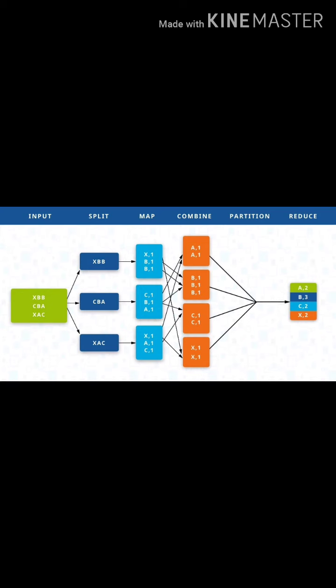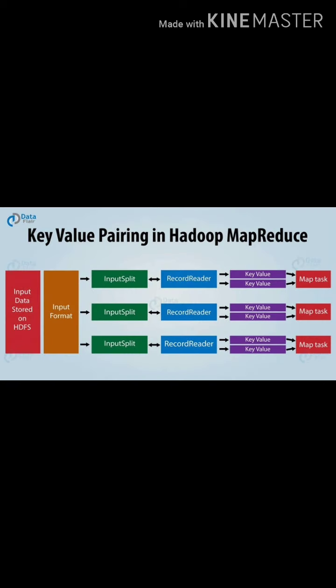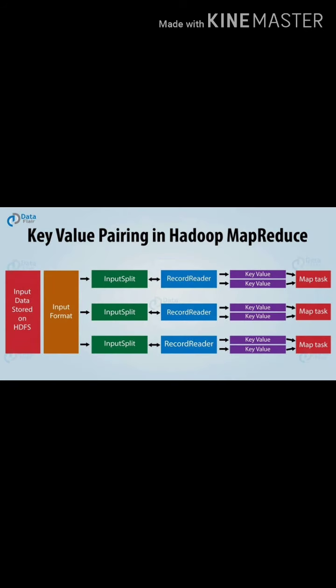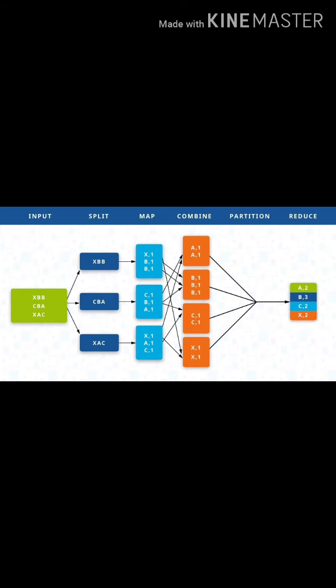However, it is not desirable to have splits too small in size, because when splits are too small, the overhead of managing the splits and map task creation begins to dominate the total job execution time. For most jobs, it is better to make the split size equal to the size of an HDFS block, which is 64 MB by default, I think.